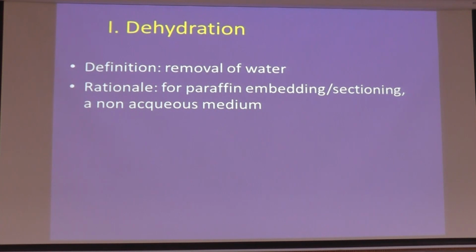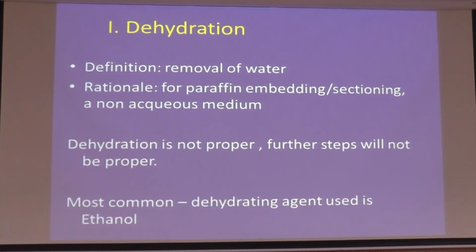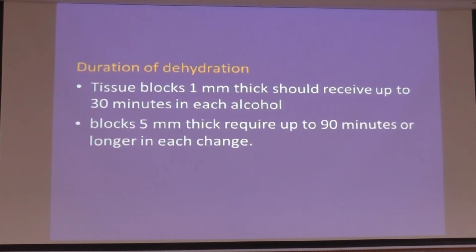So basically dehydration is the removal of water. The reason for that is to make the sectioning easy. If the dehydration is not proper, the further steps will not be proper. The most commonly used dehydrating agent is ethanol. The duration of dehydration also varies depending upon the tissue thickness. If the tissue is more than 5 mm thick, then it will take more time, up to 90 minutes or longer.